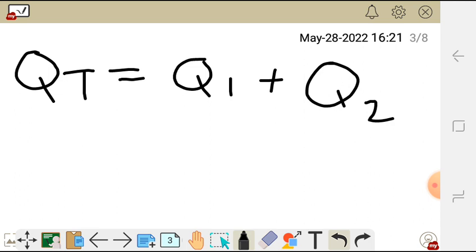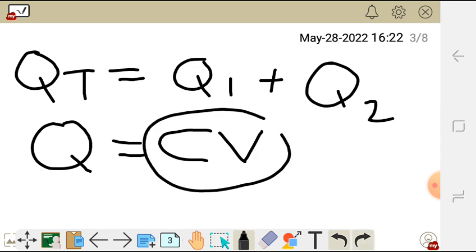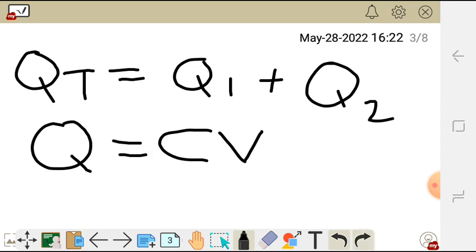So we know that charge is equal to C multiplied by V, where C is the capacitance and V is the voltage. So where there is Q, we put CV, so that we come up with the formula to calculate the equivalent capacitor, the total capacitor in the capacitors.